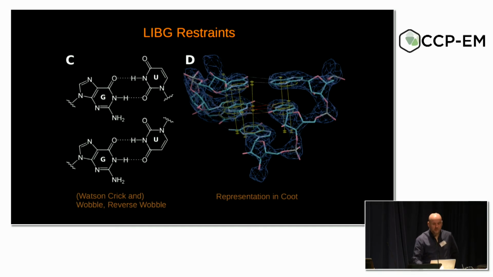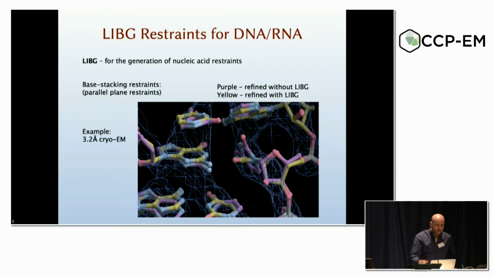If you look at it in Coot, it looks something like this. The sticks don't do this representation justice. When you can see them in 3D, it's a lot more useful representation, and you can see, because they're rotating, the ways in which certain bases are not well aligned or not parallel in this case. So this is an example of LIBG restraints in operation.